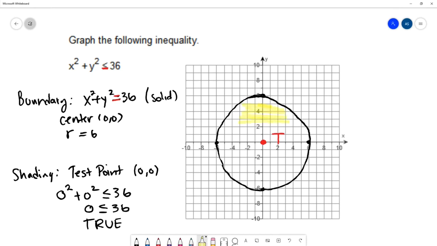So in my math lab, you would choose the paint bucket and click any point inside the circle, and it'll fill in the shading for inside of that circle. So here we have the circle itself, and all of the points inside the circle are points that make this inequality true.